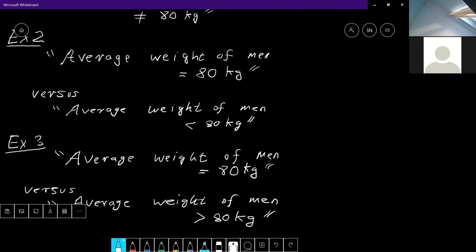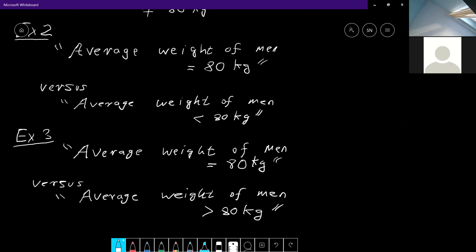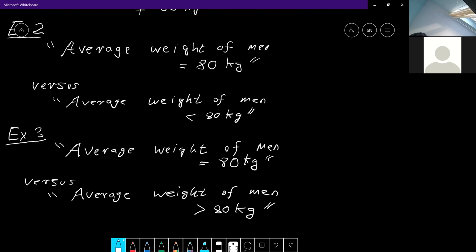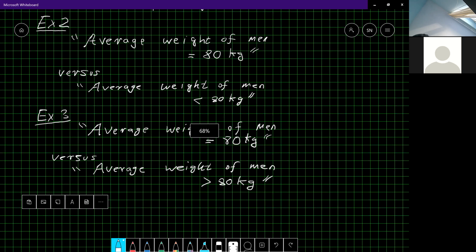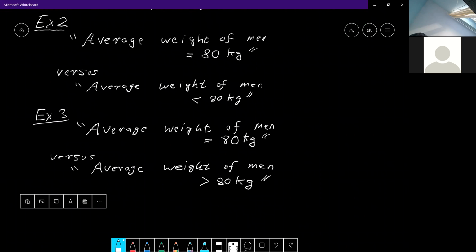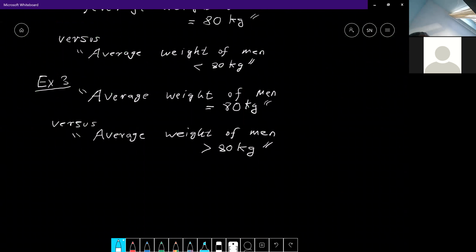These are three examples where you have two statements. One is a statement that you're trying to test, right? And then you have a statement which is an alternative statement. That's usually known as the research statement or research hypothesis. So, okay, these are the examples.